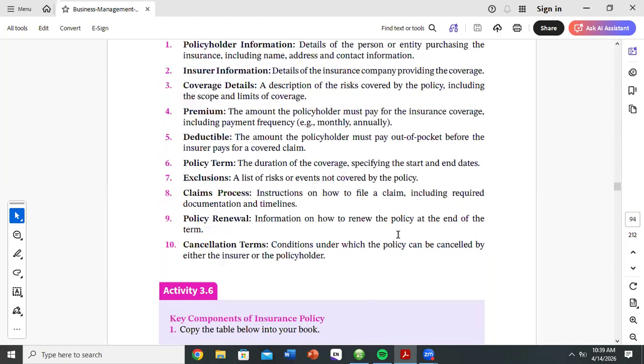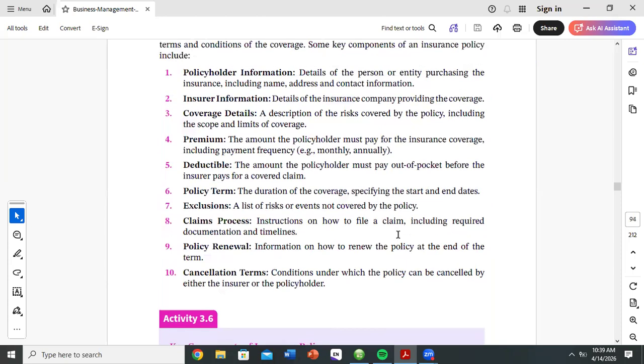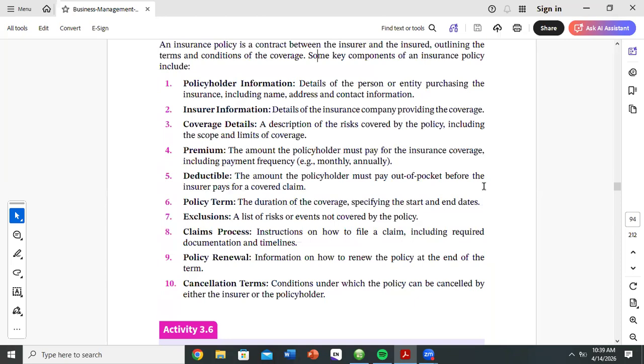Okay, so the first one, who is doing it? Let me go according to the Zoom attendants. So Prof. Daniela, read the first one for us. The key components of insurance policies. Policyholder information: details of the person or entity purchasing the insurance, including name, address, and contact information. Okay, thank you very much.